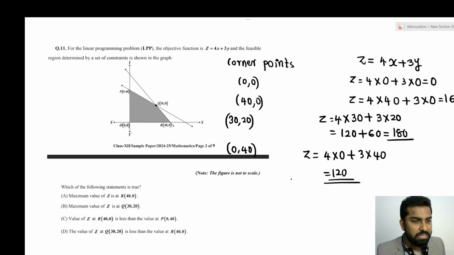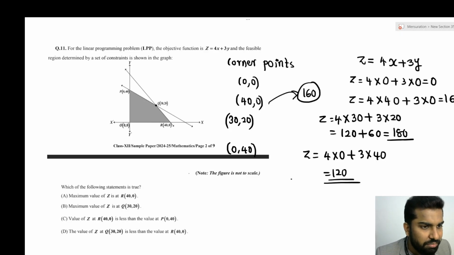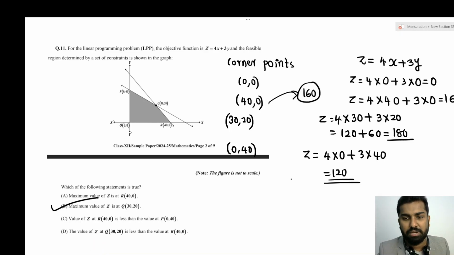Now check the statements, what statements are given. Based on that we have to evaluate which one is true or false. Maximum value of z is at 40, 0. So at 40, 0, 160 is the value. No, it is not maximum, because 180 we already have. Maximum value of z is at Q, 30, 20. Yes, at 30, 20 only the maximum value is attained: 0, 160, 180 and 120. So 180 is the maximum value. So we can clearly say that option B is the answer. No need to check the remaining options because it's a single correct answer type, right? So that's all about the 11th question. We just apply it: we have to find the maximum or minimum value by using corner points.